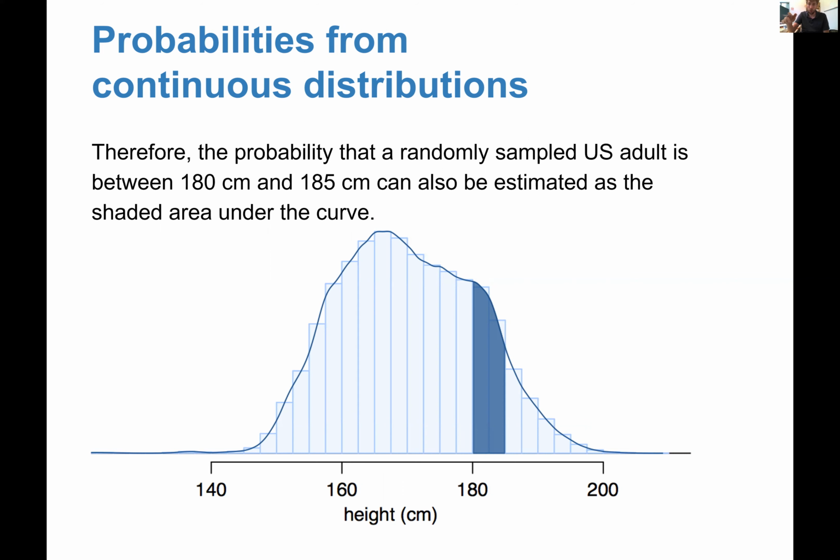Okay, so the area under the whole curve is 1, representing probability 1. And then if we look at the area underneath certain sections, that tells us the probability of a randomly chosen person being between those heights.